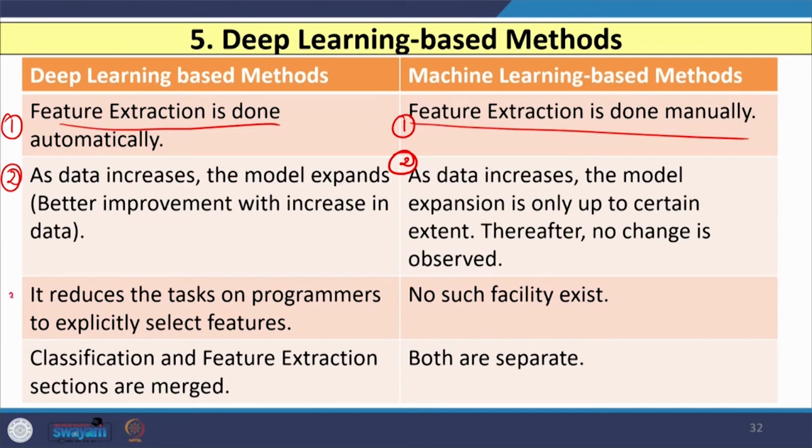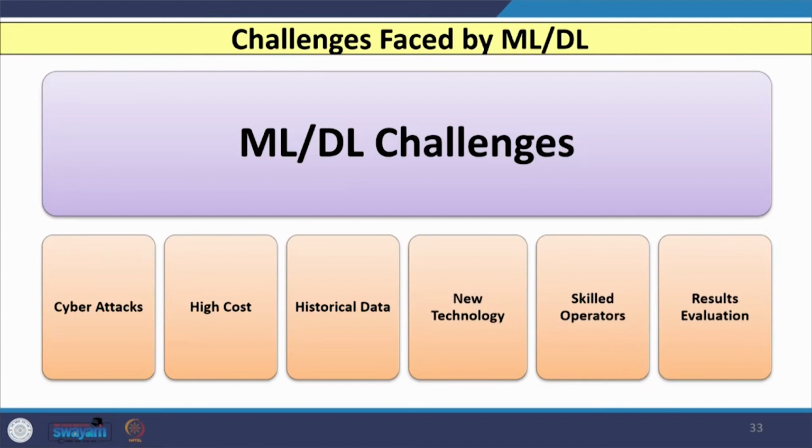The third difference is that the deep learning based approach reduces the task on programmers to explicitly select the features, whereas no such facility exists in case of machine learning based approaches. And the fourth one is that the classification and feature extraction sections are merged, whereas both are separate in case of machine learning based approaches. Now, let us see what are the challenges faced by machine learning or deep learning based approaches.